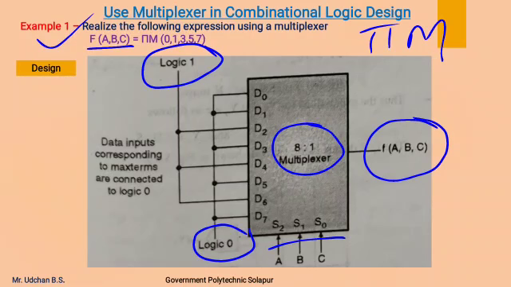This is how we can use the multiplexer in the combinational logic design for the POS expression, by connecting the decimal numbers available in the expression to logic 0 and all the remaining input lines to logic 1.